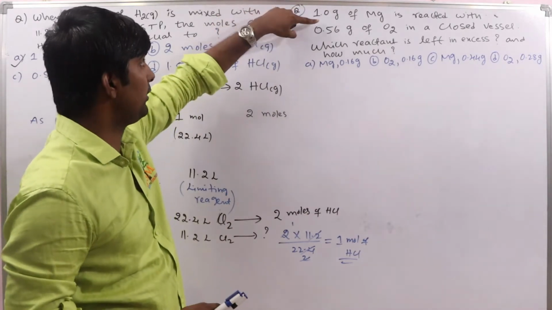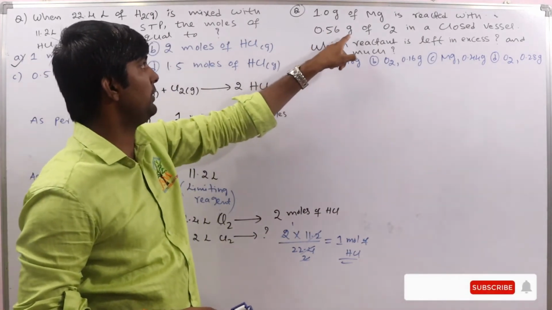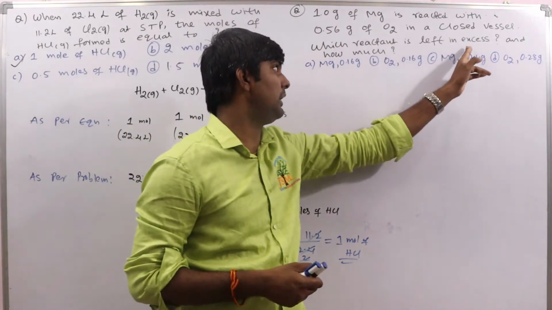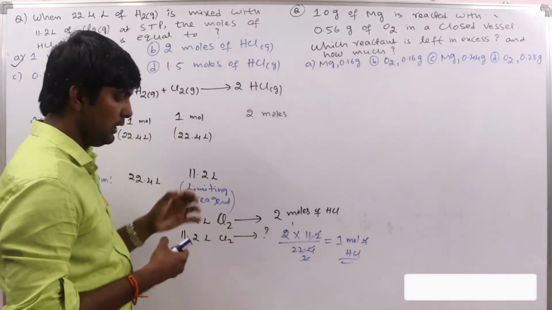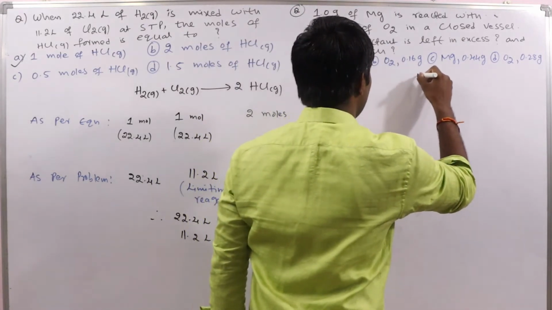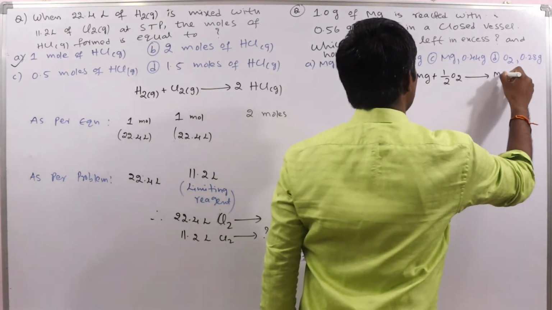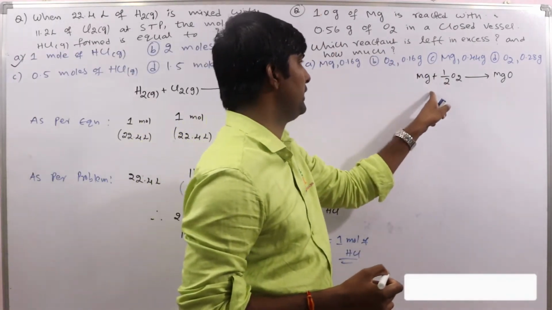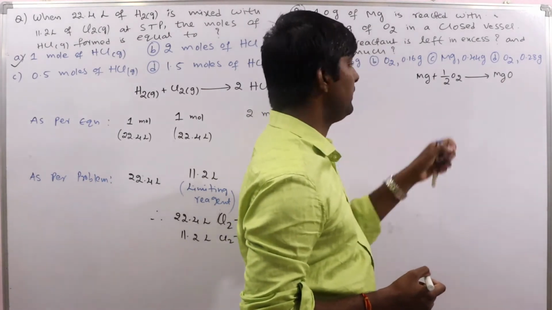See here: 1.0 gram of magnesium is reacted with 0.56 gram of oxygen in a closed vessel. Which reactant is left in excess and how much? This is also a similar concept. First we should write the balanced chemical equation: magnesium plus half mole of oxygen gives magnesium oxide. When magnesium reacts with oxygen we get magnesium oxide. This is how these two will react.